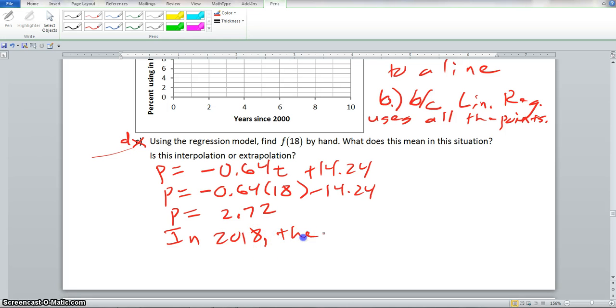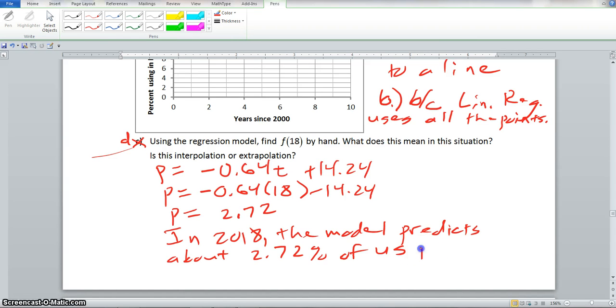The model predicts about 2.72% of U.S. teens will have smoked cigarettes in the past month.